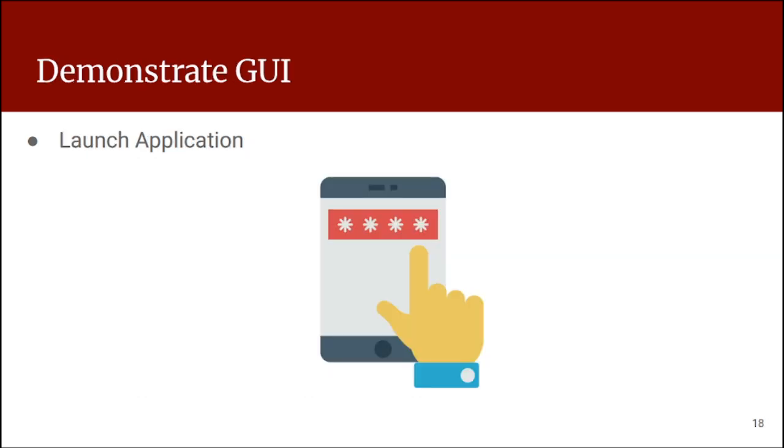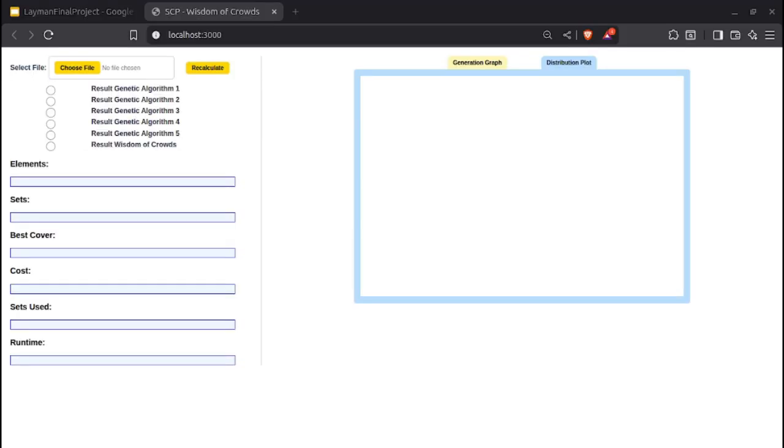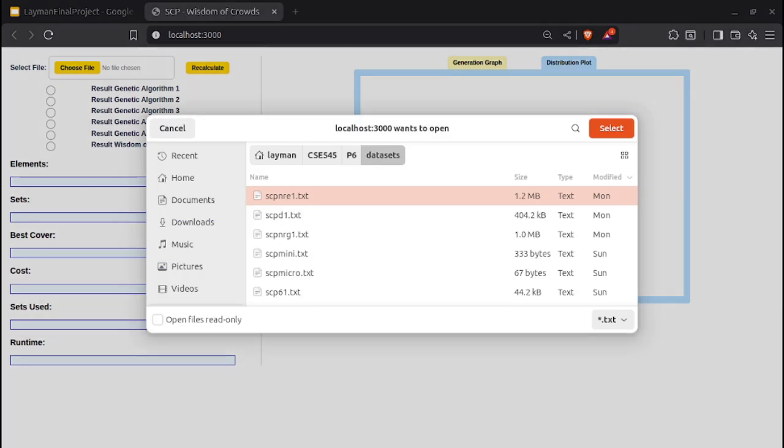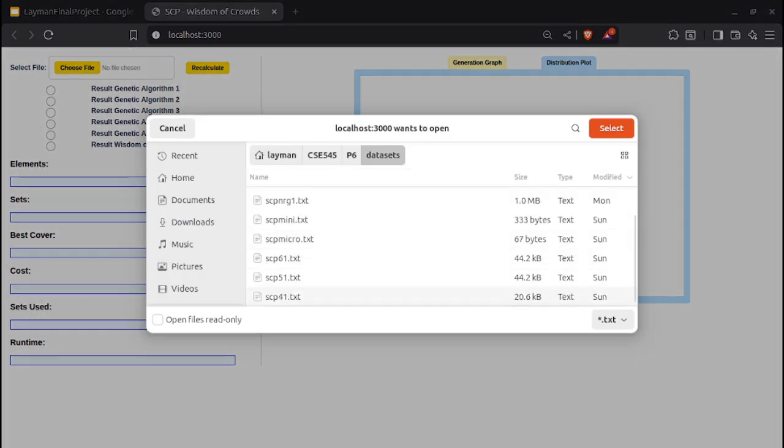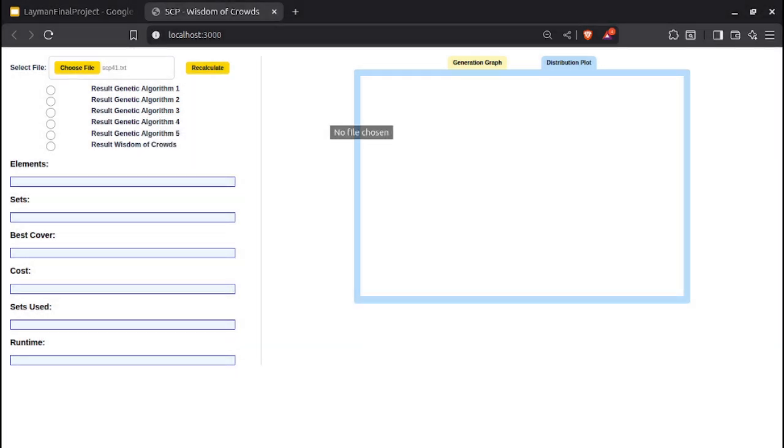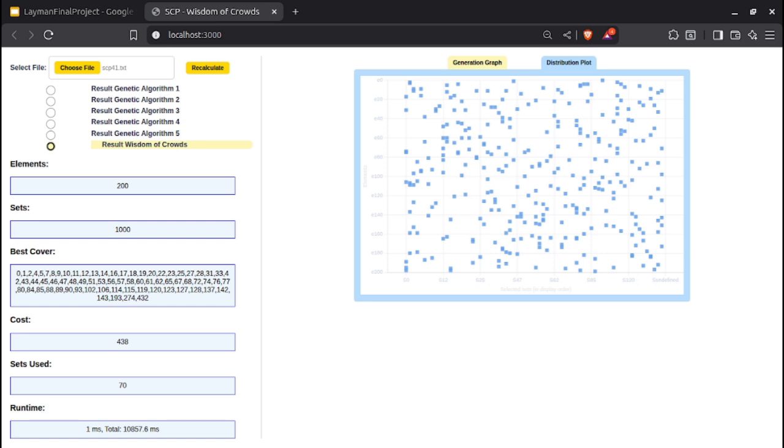Let's take a look at the application and some of the visualizations. Okay, so we will select the smallest data set, SCP-41. And it'll take a few seconds here. It'll run through the process we just talked about, generating multiple generations, selecting the parents, and then coming up with the result.